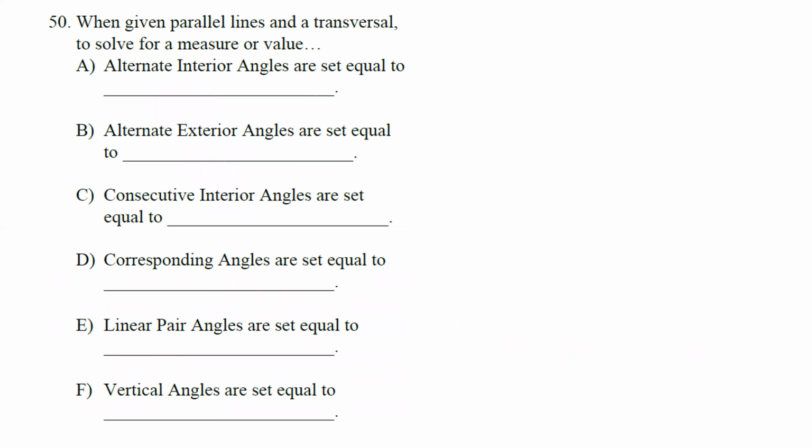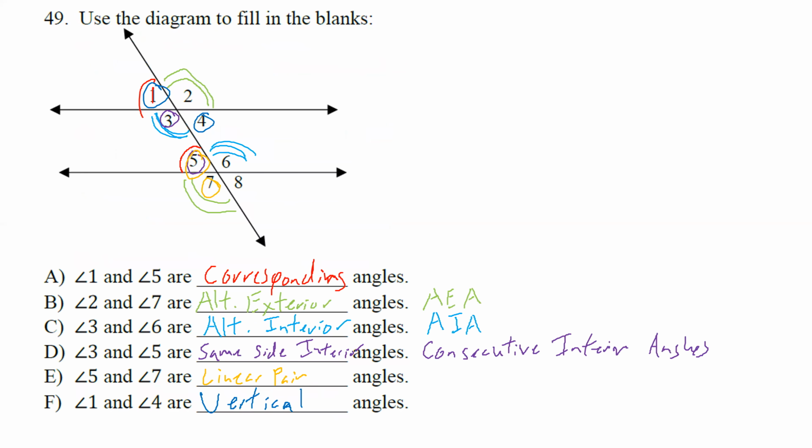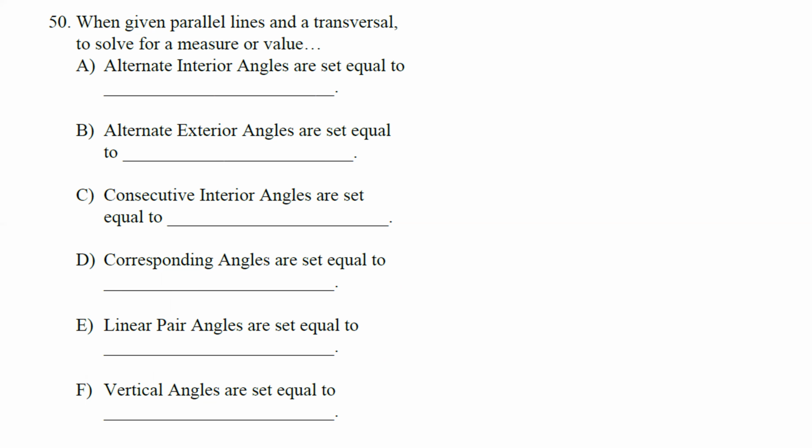So that's naming them. The next one, when given parallel lines and a transversal, to solve for a measure or value. Now, one of two things is going to be true. You have all the angles in a set. Let me go back to this diagram. All angles in a setup like this, where we have two parallel lines, are either going to be congruent, so be equal to each other, or they'll be supplementary, they equal 180. And that's what the next question is asking. So alternate interior angles are set equal to, and the answer is either going to be each other or 180.